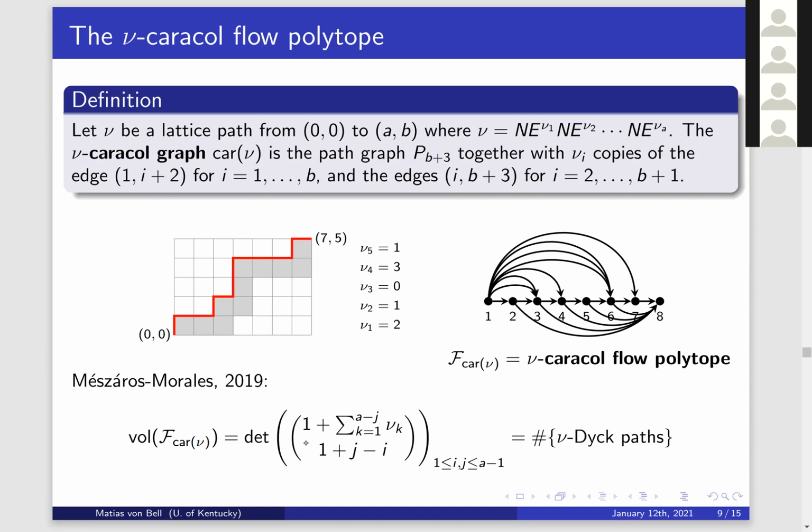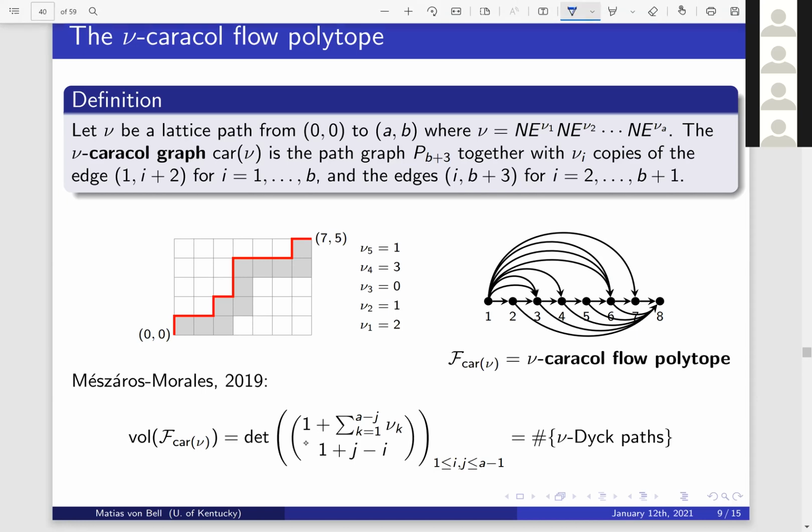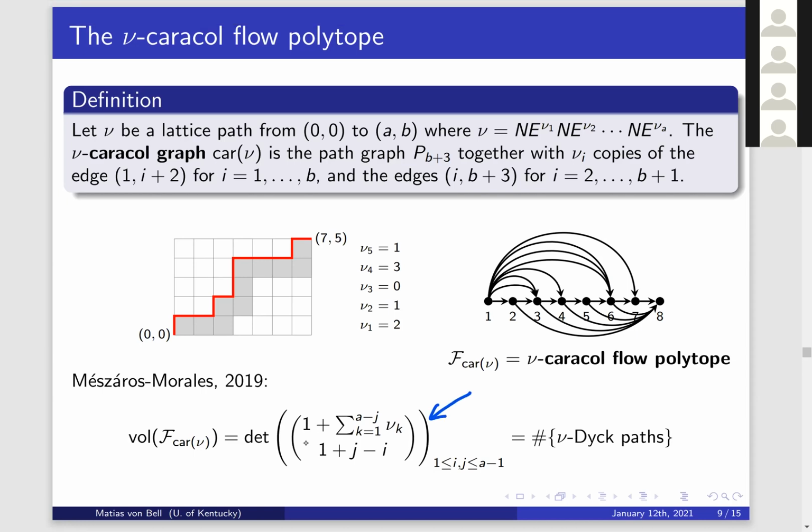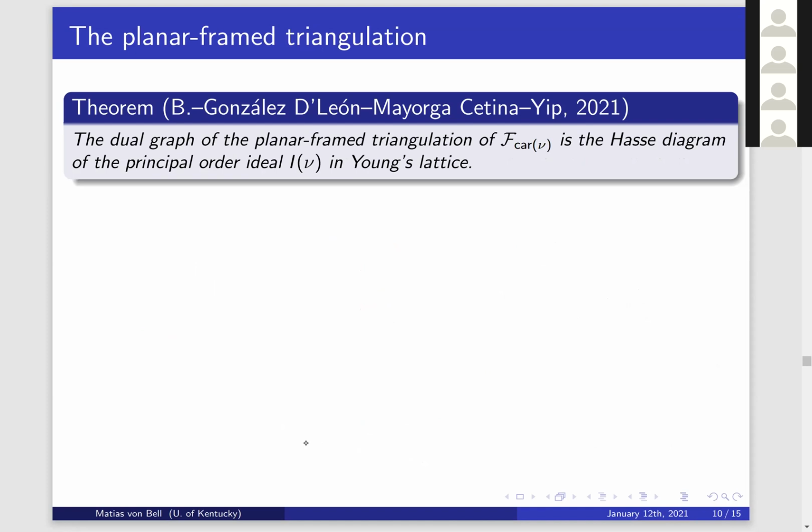And they determined that its volume is given by this determinantal formula here, which not only counts the number of Newdick paths, but equivalently counts the number of subpartitions of a partition. So its volume can be computed with this formula, but we're interested in its triangulations. So we triangulated it using a couple different framings to see what happens.